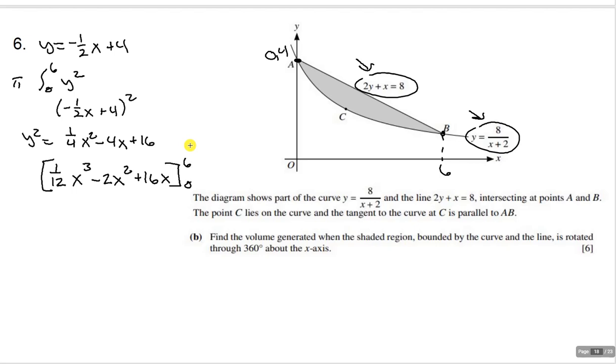I'm going to do 6 and 0. So pause this, and why don't you find out what happens when I put a 6 in there, what happens when I put a 0 in there. And keep in mind, this is volume, so I'm going to multiply it times pi after we're done. Pause it and start back up again when you're ready.